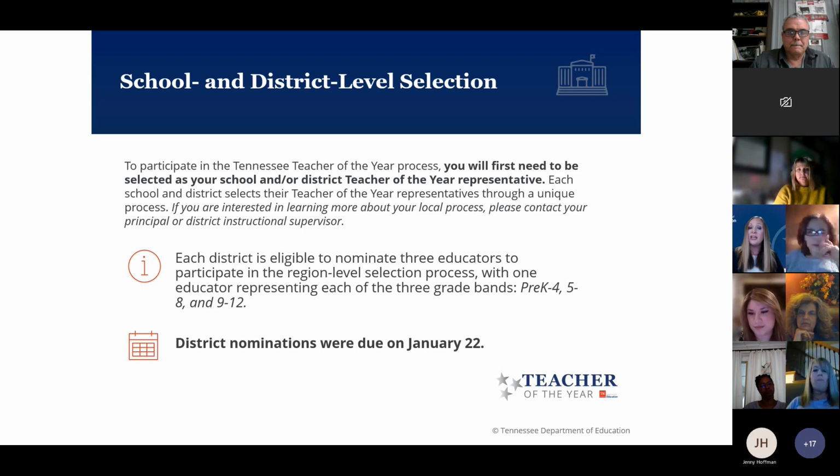Each district is eligible to nominate 3 educators to participate in the region level selection process, with 1 educator representing each of the 3 grade bands: pre-K through 4, 5 through 8, and 9 through 12. District nominations were due on January 22nd.